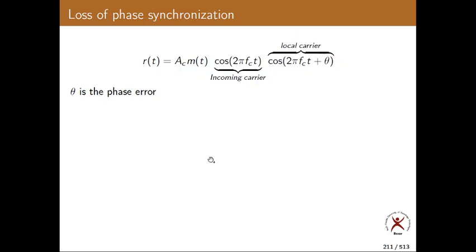Now what happens? You calculate the product of these two. What do you get? AC m(t) by 2 cos A cos B, and you get it like this. Please remember, here I am carrying out the process of demodulation when there is a loss of phase synchronization. Now if there is a phase error, what happens to the output of the demodulator? That's what we are trying to find. Now this is what happens.